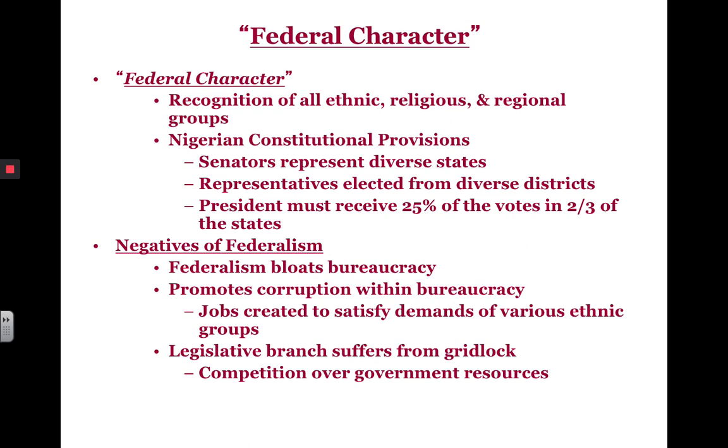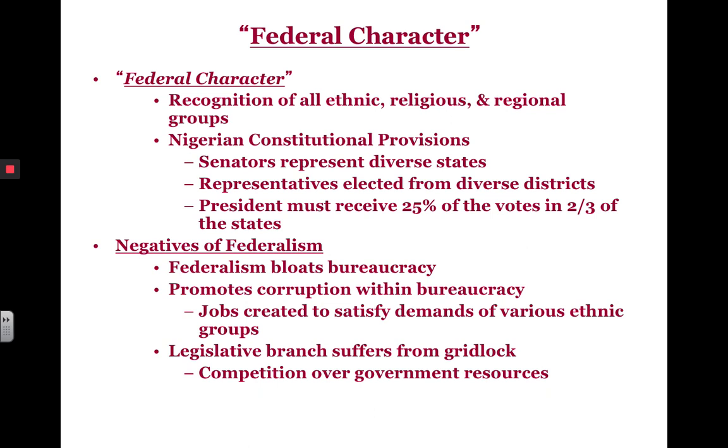All states must be represented in the cabinet. That's another piece of it, for sure. And the bureaucracy one is a little bit more shaky on federalism because it's about ethnic groups. But all groups must be represented in the bureaucracy, similar to what their population is in the general population.